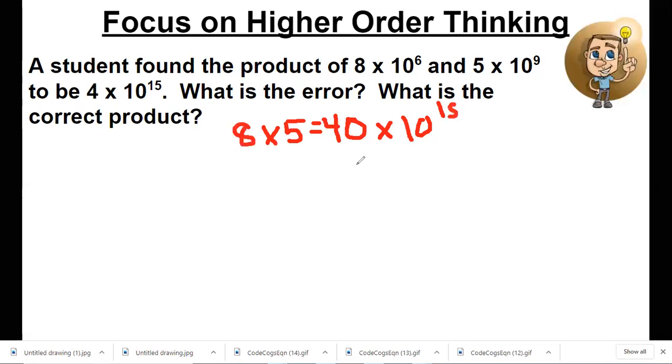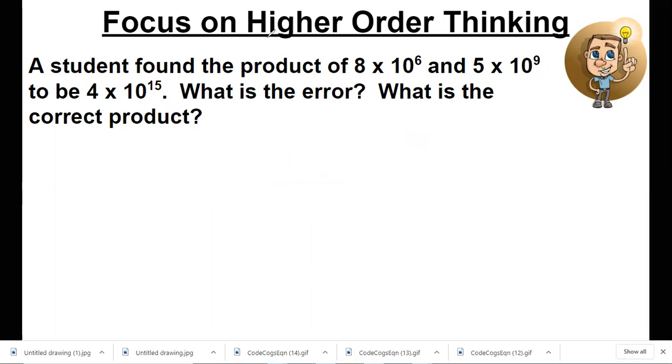Right? But this is not in scientific notation because 40 is bigger than 9.99. So I have to move my decimal 1 to the left and get 4.0, or just 4, right? Times 10 to the, when I'm moving my decimal to the left, what am I doing? I am increasing my power of 10, right? So it should be 4 times 10 to the 16th. The student got 4 times 10 to the 15th. What was their error? They forgot to increase the power of 10.